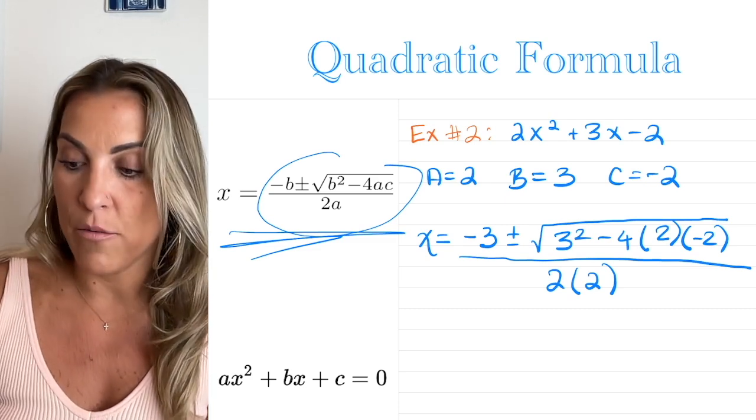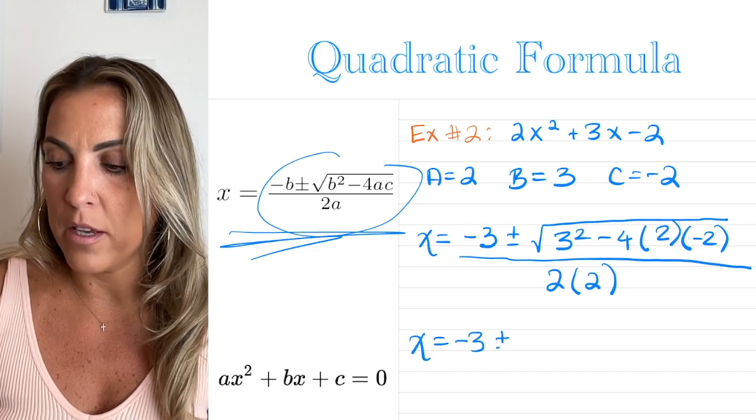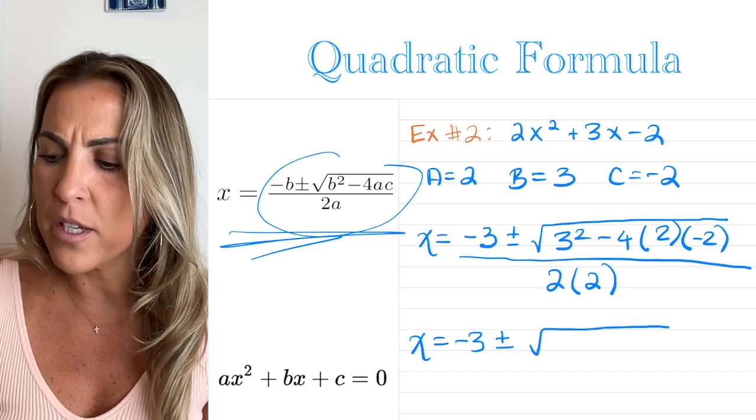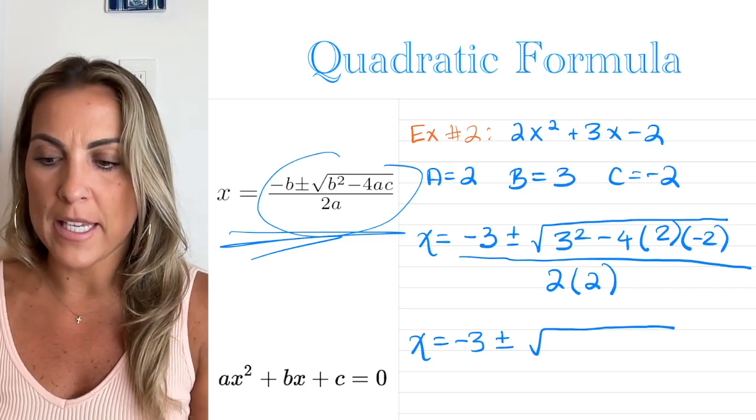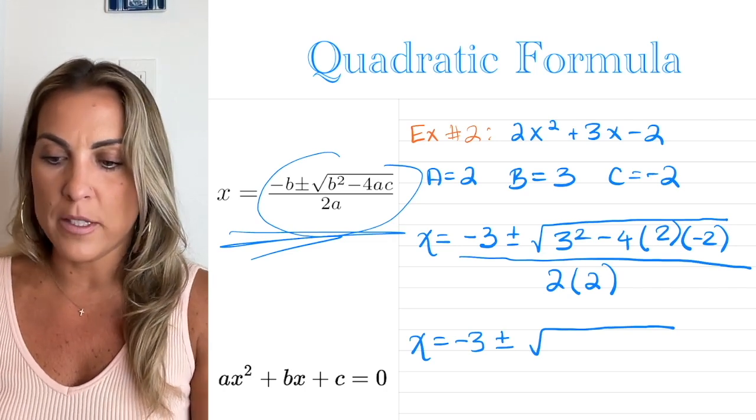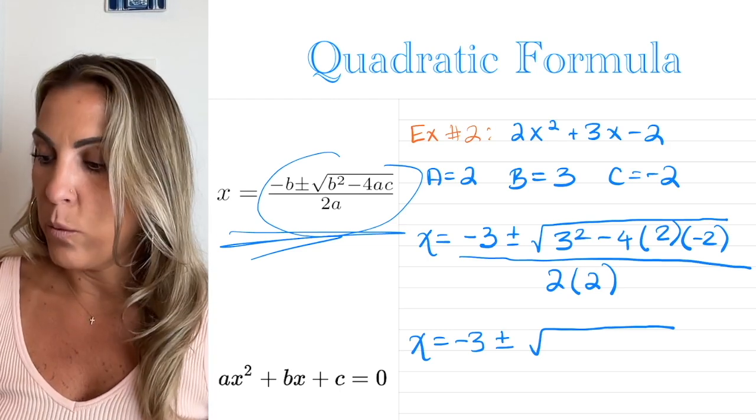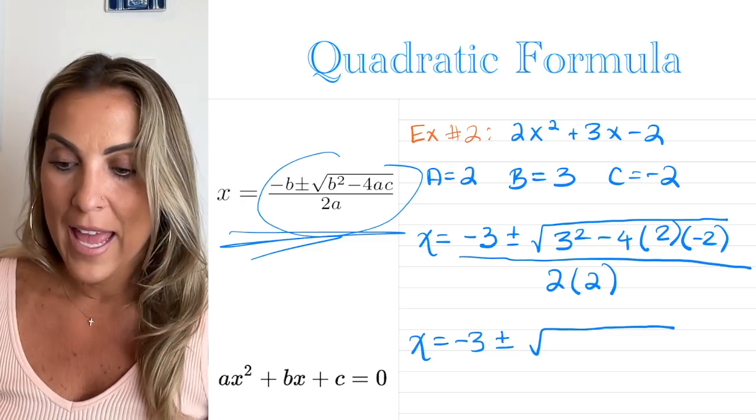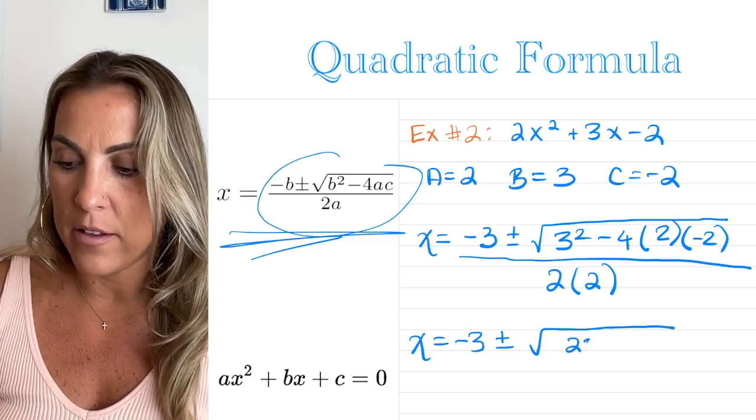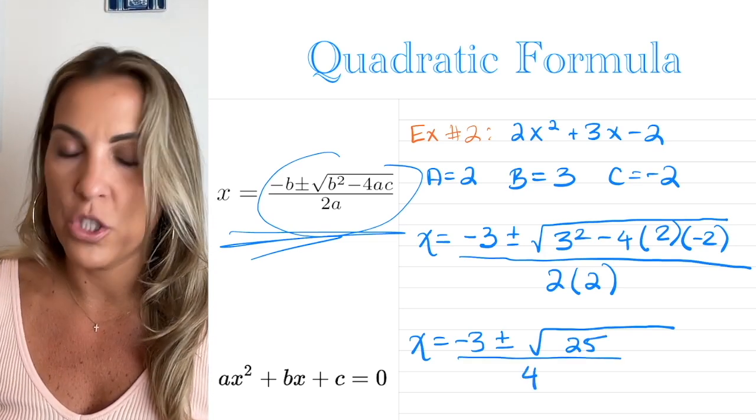All right, now we start to evaluate this, simplify this. X equals -3 plus or minus. Now that we've done one example, I'll go ahead and just simplify the entire expression that's under the square root symbol. So if we simplify all of that, we do 3 squared, and then we subtract it from the product of 4 times 2 times -2. Inside that square root, we're going to get 25. All right, and all of that is over 2 times 2, which is 4.